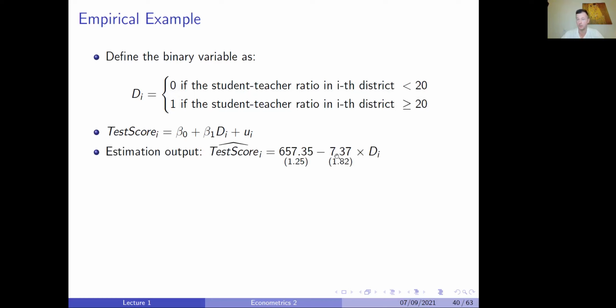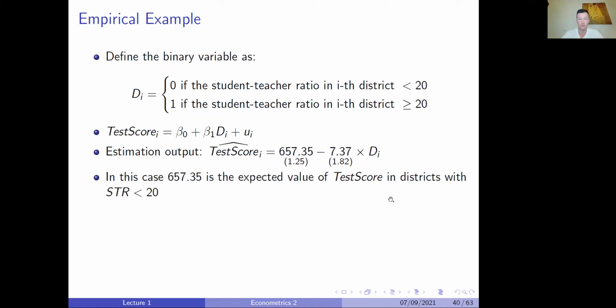So you see that both values are statistically significant. It's easily visible when you divide the coefficient by the standard error. If it's greater than 2, then you are fine and both estimates are significant. And in the case of this regression, what do we have? 657.35 is the expected value of a test score in districts with student-teacher ratio less than 20, with small classes.